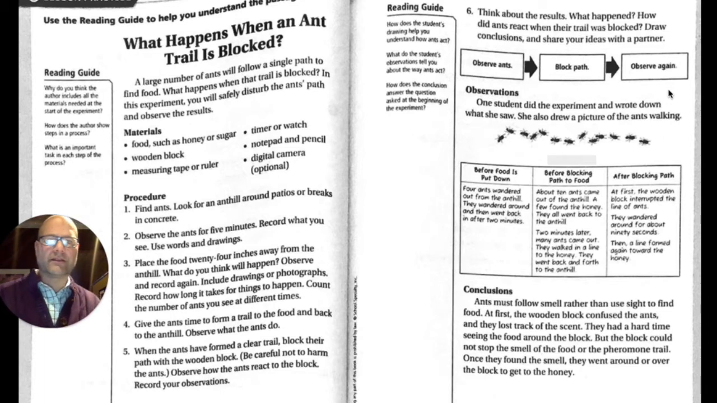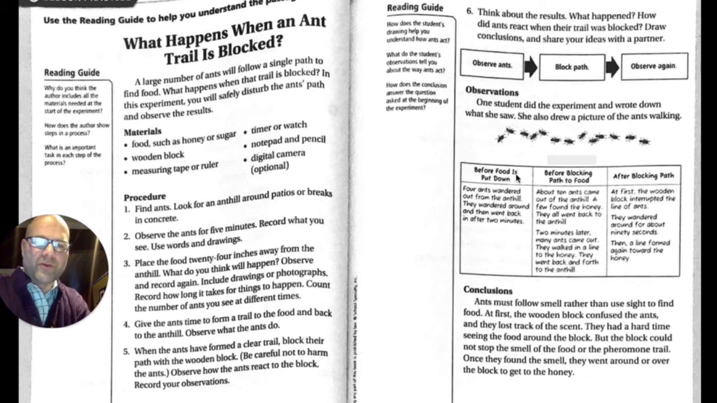And then here, the first part of this is all set up for you to be able to do the experiment, and now they actually pretend like a kid did it. Observations. One student did the experiment and wrote down what she saw. She also drew a picture of the ants walking. But these are listing the observations, like what this student saw doing the experiment.